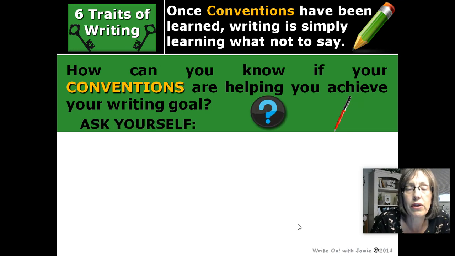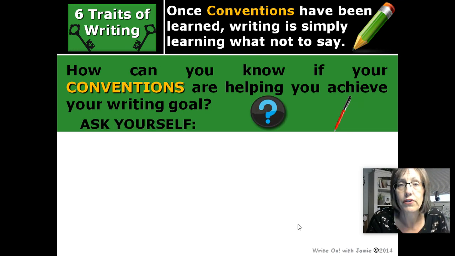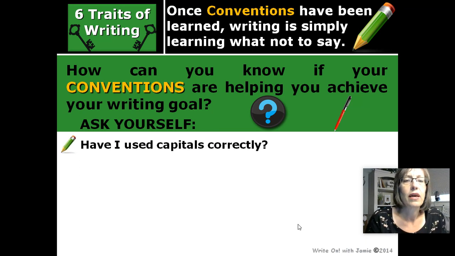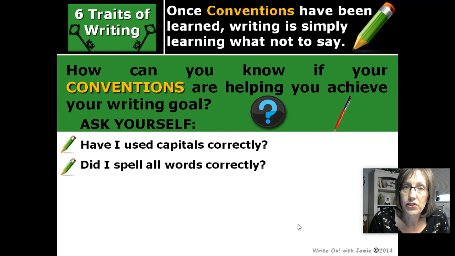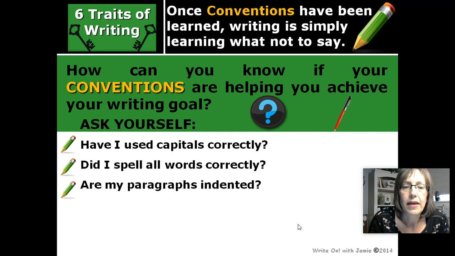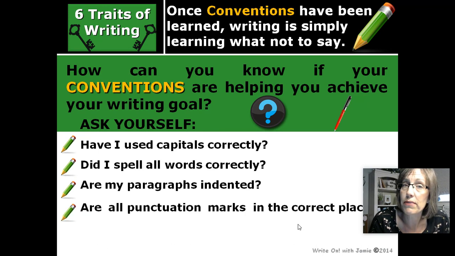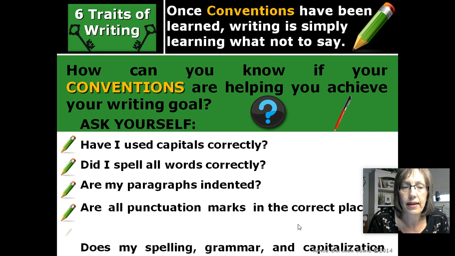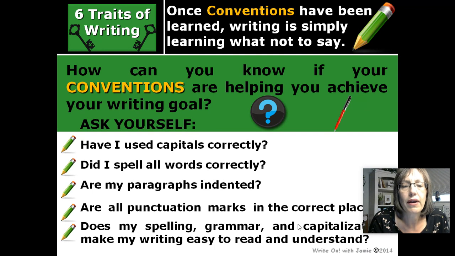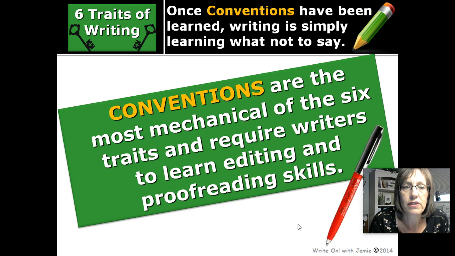So how can you know if your conventions are helping you achieve your goal? You can ask yourself some questions. Number 76, have I used capitals correctly? Did you spell all the words correctly? Are your paragraphs indented? Are all of your punctuation marks in the correct place? Commas, periods, colons, apostrophes, all of that. And does your spelling, grammar, and capitalization make your writing easy to read and understand? Those are all questions, 76 through 80, that you could ask yourself about your conventions.